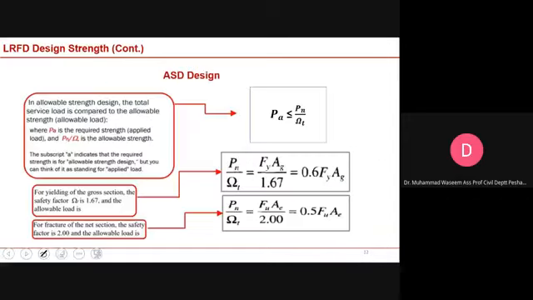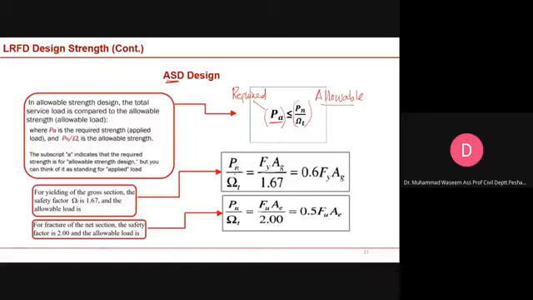In ASD, allowable stress design or allowable strength design, you have to have the required strength. This is the required strength, and it should be less than or equal to the allowable strength. Okay, this is the allowable strength and this is the required strength.